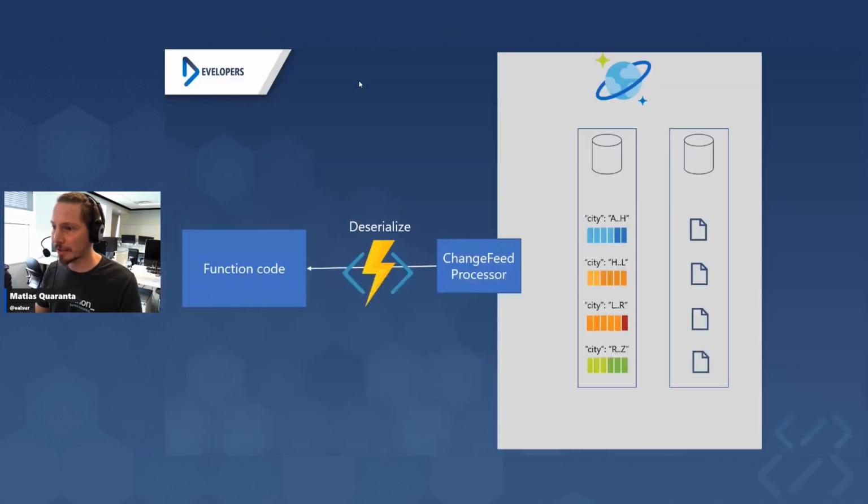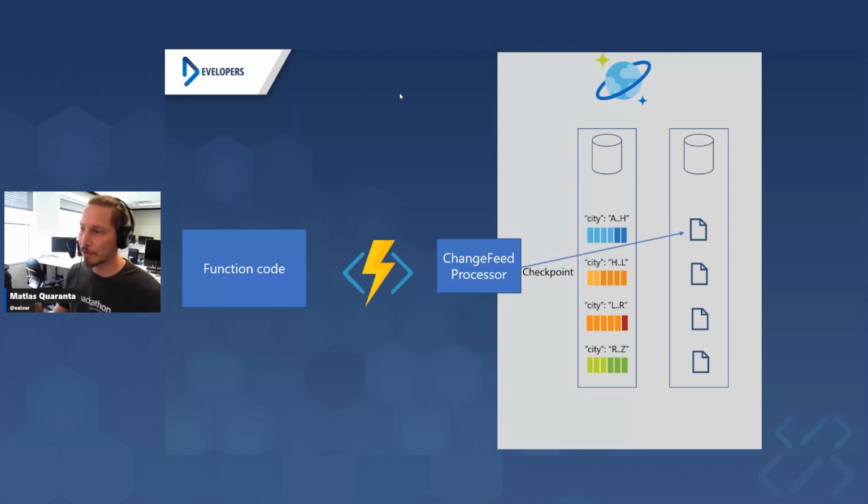Okay, next one: assuming that the whole process succeeds and everything is great, what we do is we checkpoint. So we save that up until this particular point, all the changes in this particular partition have been successfully processed. Let's move to the next one.